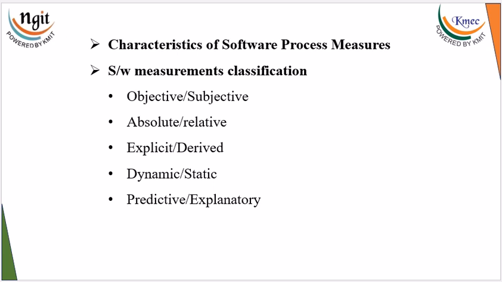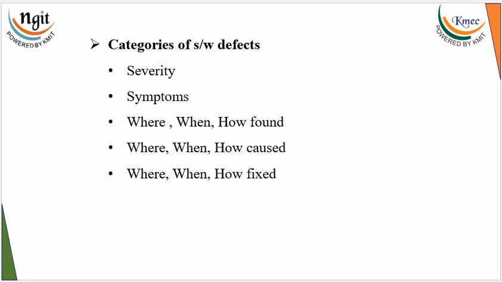And when you go with your last one, that is predictive versus explanatory. Predictive measures can be obtained in advance. But explanatory measures should be produced only after identifying the fact. Like you have come across a situation, and based on that situation, you need to identify your predictive measures. Right. So next, we'll try to understand the different categories of your software defects.